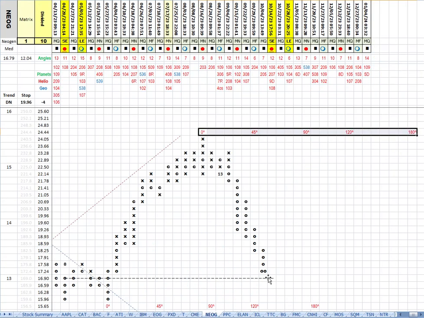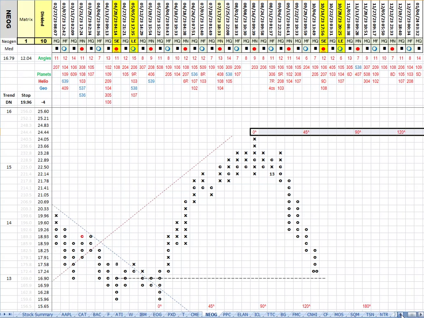NOG, again, squared out the price, 90 degrees over was kind of a high. 45 should have been a low. It was not. So this is problematic for NOG. I think it's going to go down. I just don't think it's going to survive.